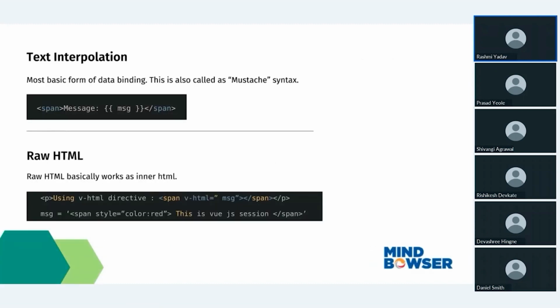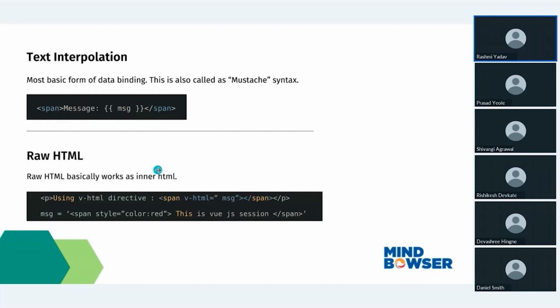So we have the first point as text interpolation. This is the most basic form of data binding, and it is also known as Mustache syntax. Text interpolation is nothing but, Angular people must be aware of the term string interpolation. The functionality is the same, everything is the same, just the naming convention is different. So this particular piece of code inside the span will return plain text only. So the output will be the plain text only. What string interpolation does in Angular, text interpolation does in Vue.js.